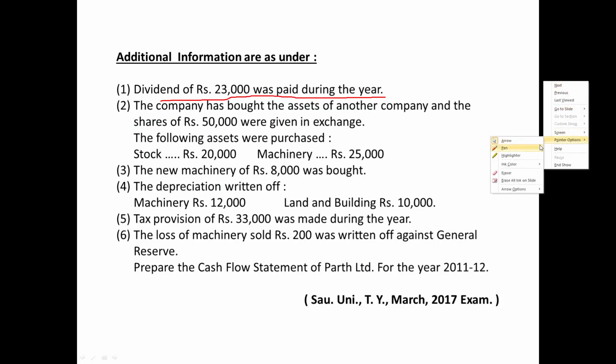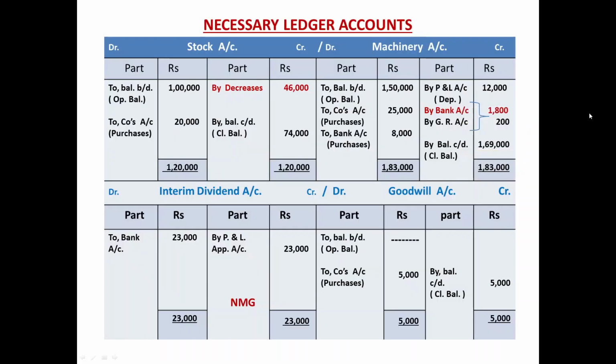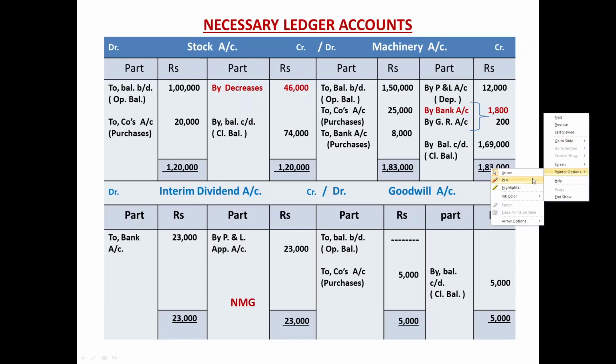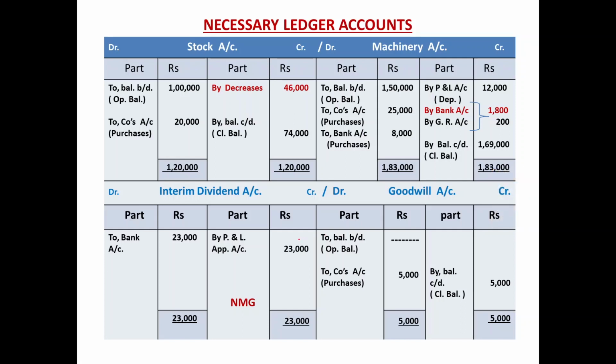So let us give the posting impact in the concerned ledger account of interim dividend directly. Two journal entries would have been passed. Dividend is a distribution of profit, so profit and loss appropriation account debited to interim dividend account credited 23,000. Number of times we did it in so many previous questions, so you know it very well. Then payment. Interim dividend account debited to bank account credited 23,000. Account is over.